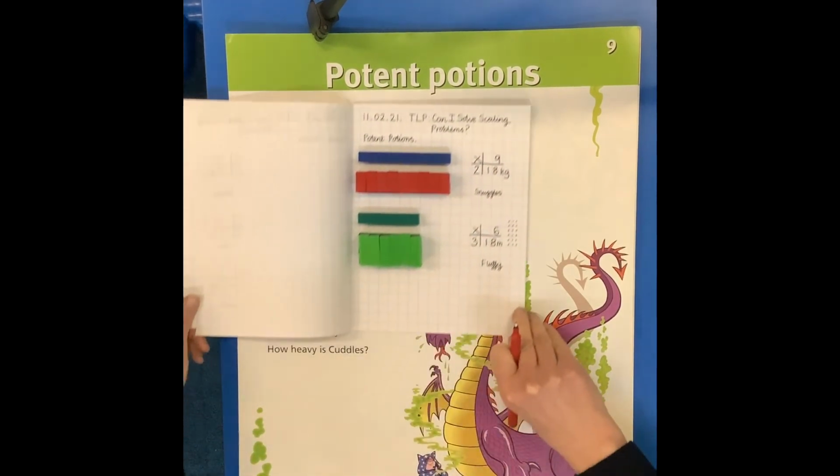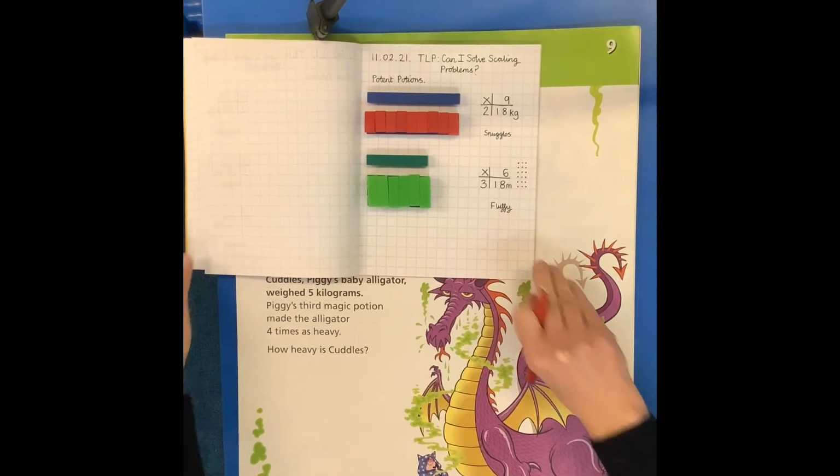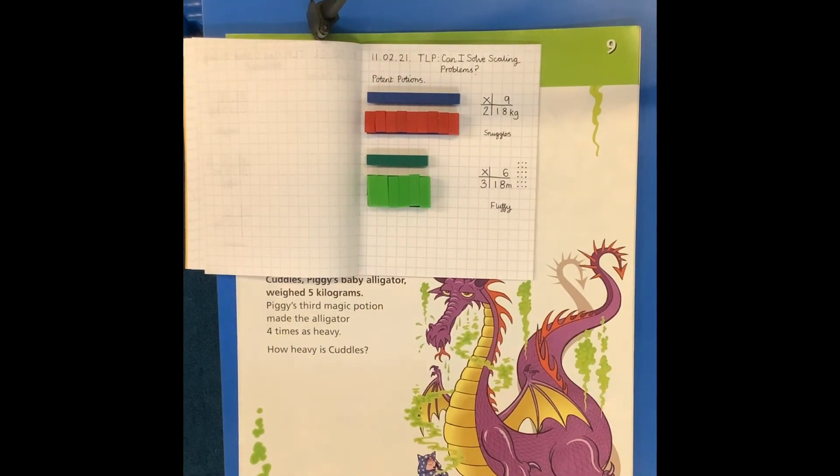Okay, now my book needs to come up the page because we've got a final example problem to look at. This time, I do like Piggy's names for his pets. I think he's joking a little bit with these names. So we've got Snuggles the porcupine. I don't think you'd want to snuggle up to a porcupine. We've got Fluffy the dragon, who doesn't look very fluffy. And now we've got Cuddles the alligator.